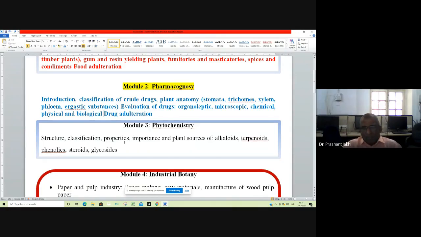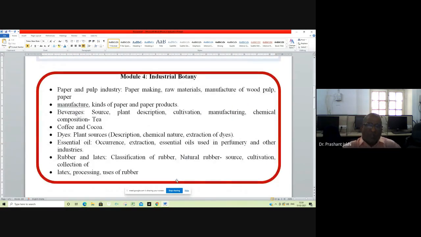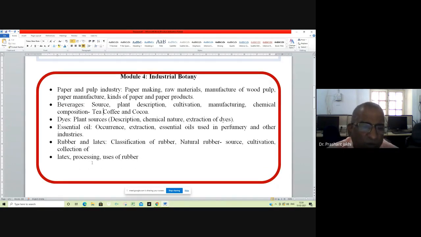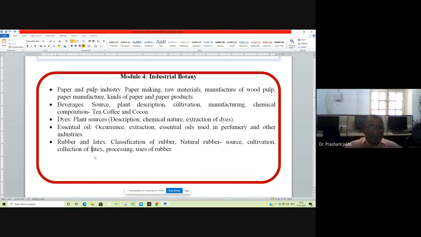Then our fourth module, which is related to industrial botany. मैंने शुरू में आप लोगों को बताया था कि अगर किसी सब्जेक्ट को कोई इंडस्ट्रियल इंपॉर्टेंस है, इंडस्ट्रियल यूटिलिटी है, तो उसकी वैल्यू बढ़ जाती है. So you just go through these different types of plants which are used for industrial purposes. First one, paper and pulp industry. There is no need to explain much more.